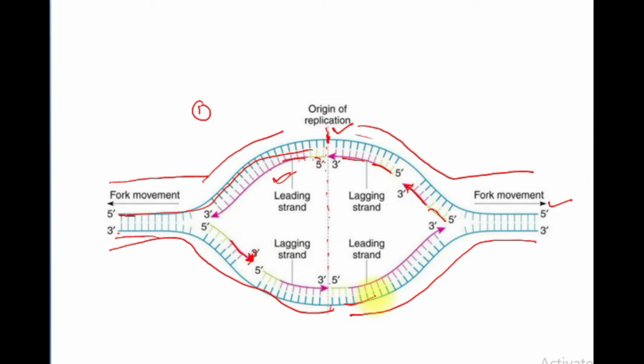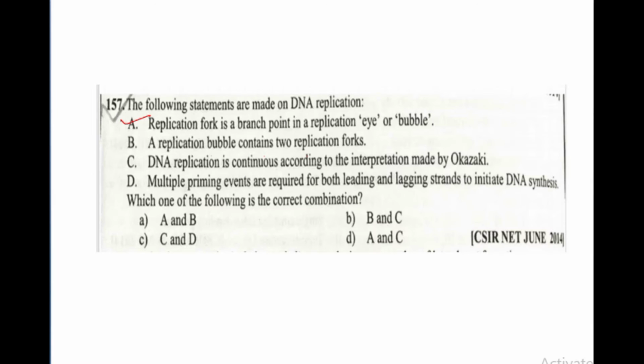But here it will be a continuous strand. From here we concluded that each strand will behave as a leading as well as a lagging strand. Okay, now let us see the other options. So from here we got that the B option is also correct. So in the options we are having A and B, so we can conclude that the A option is correct here. Now let us see the third statement.